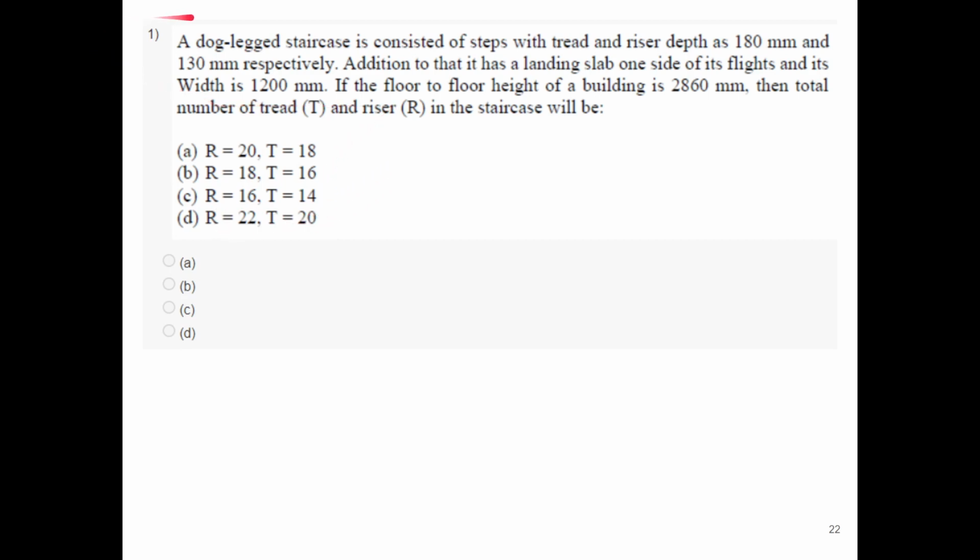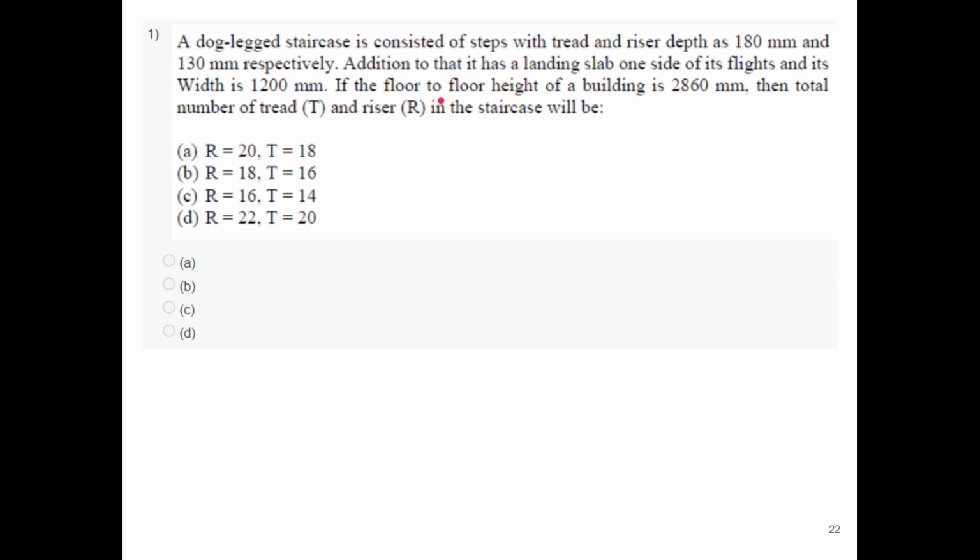So basically it is a dog-legged staircase. That means in one story, there will be two flights. And in between there will be a landing area. That is a dog-legged staircase because the shape is like a dog leg.